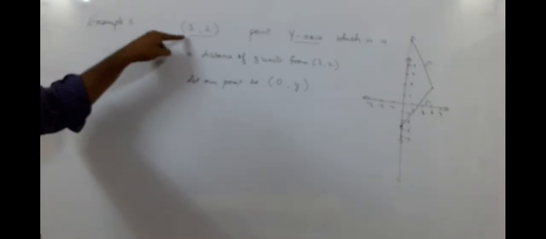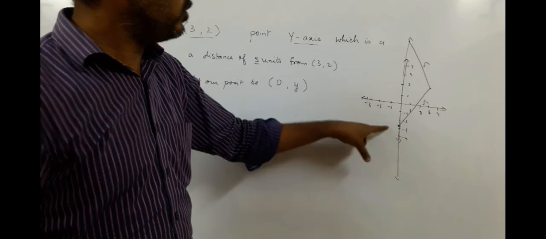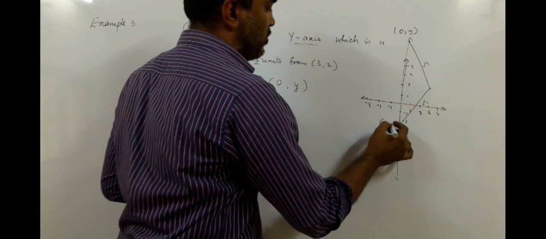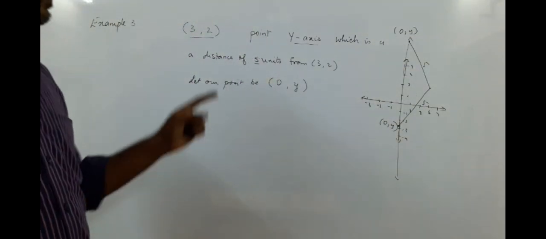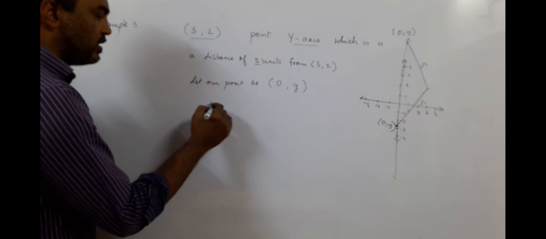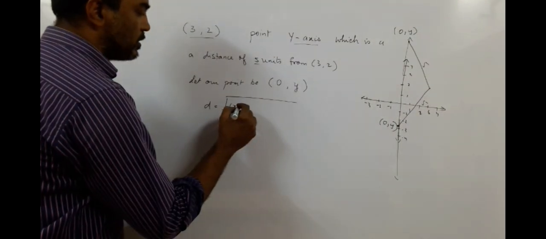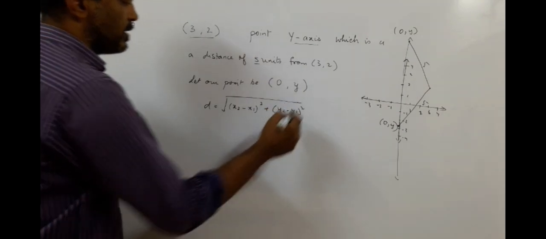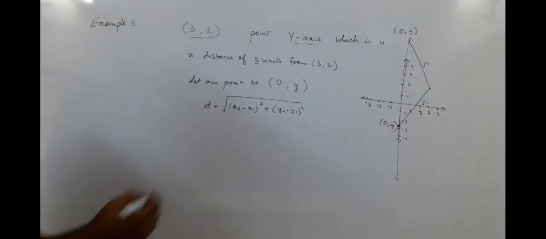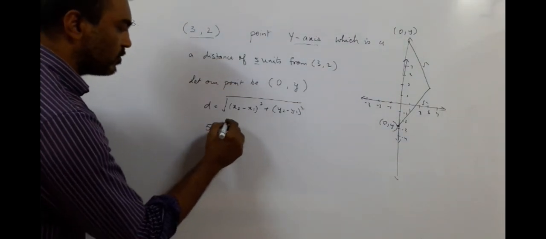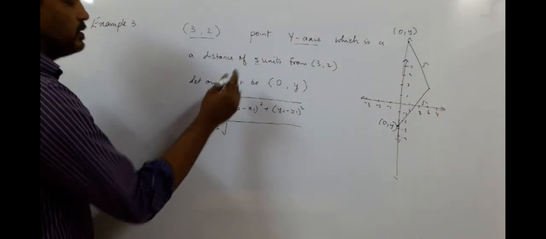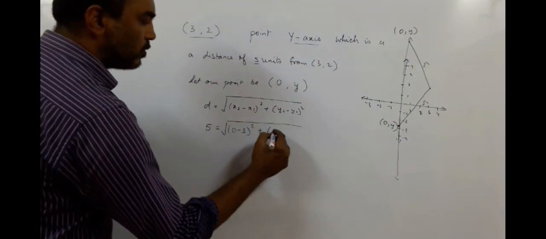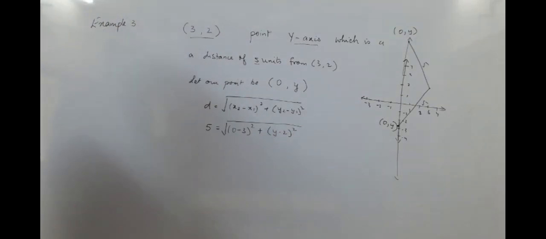So now we have the point 3, 2 and the point 0, y, and the distance is 5. So the formula is distance equal to square root of x2 minus x1 the whole square plus y2 minus y1 the whole square. What is the distance given to us? 5. x2 minus x1: 0 minus 3 the whole square, plus y minus 2 the whole square.